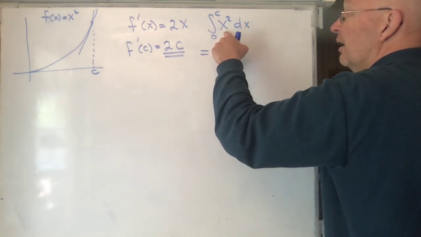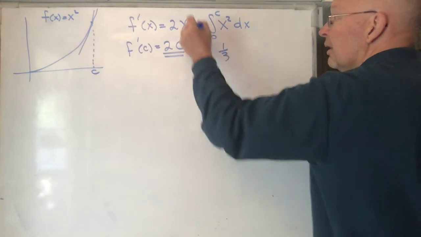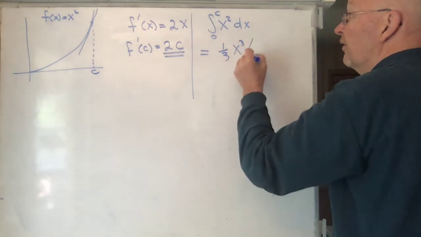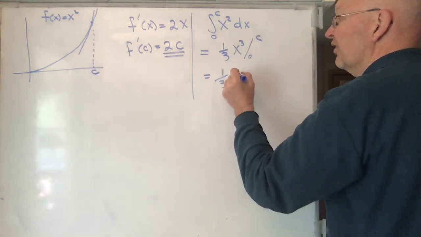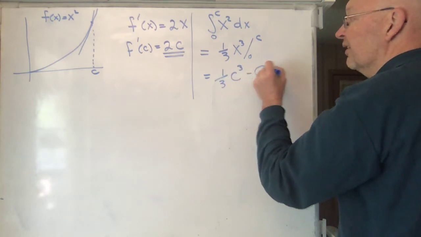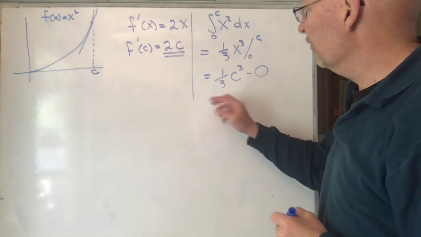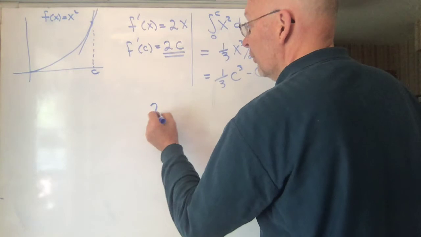And what do we have to do? Find the antiderivative. So that's going to be 1/3 x cubed from 0 to c. Stick in a c there, you're going to get 1/3 c cubed. Put in a 0, you get 0. So there's the value of the slope. There's the value of the area. We want to know when those two will be the same. So we set them equal to each other.